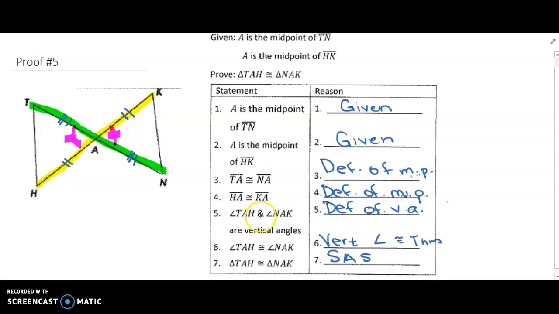Then we're going to go down and say, well, angle TAH and angle NAK are vertical angles. Well, guys, remember vertical angles, when 2 lines are crossed, they're opposite of each other. If we know that, then we can look at this diagram and just pull out vertical angles very easily. So I've gone ahead and marked that in purple. And now if I look at this diagram, we can show that these 2 triangles are congruent by the side angle side theorem. And the angle is between the 2 sides, so we should be good to go.